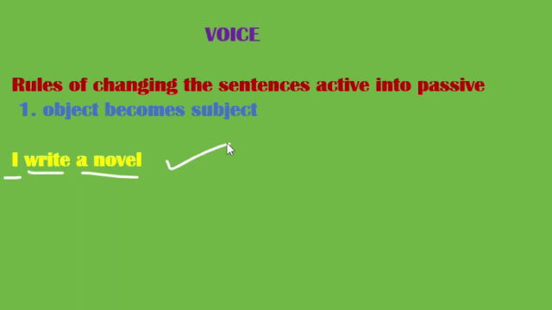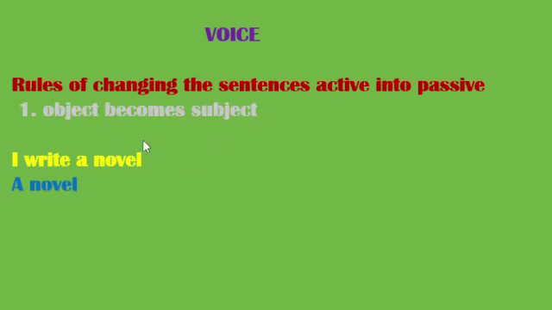As we want to transform the sentence from active into passive, we have some rules and regulations. Among them, the first one is object becomes subject. So what is the object? The object is a novel. A novel is the object, so the object has to be in the place of the subject. So a novel has been placed in the subject position.